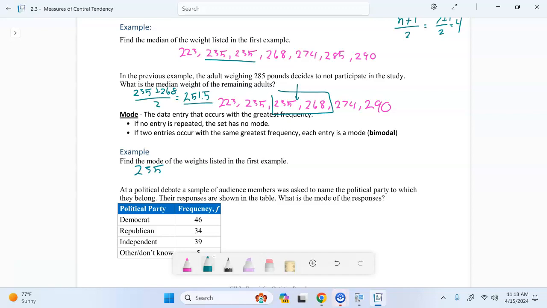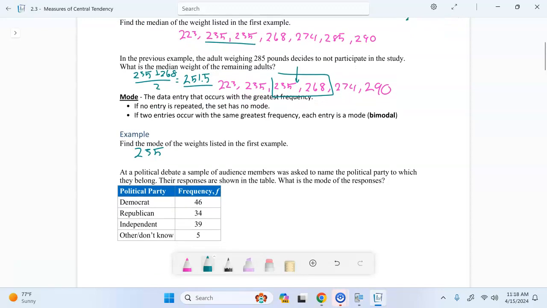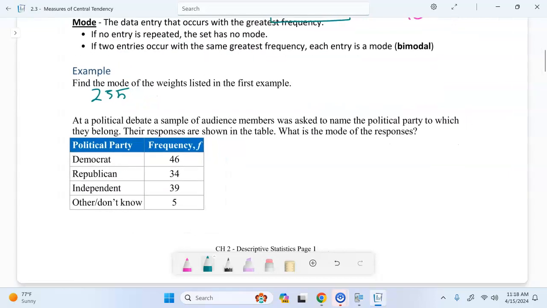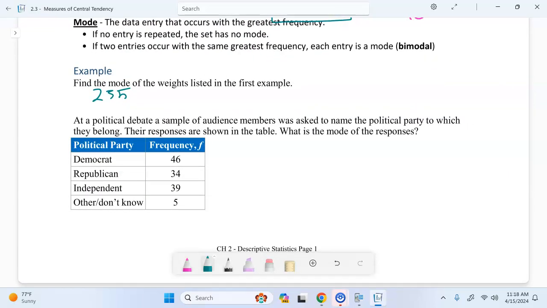When we're looking at qualitative data that we could represent in a frequency distribution, I see I have political parties: Democrat, Republican, Independent, and other. We can quickly identify the mode. Which category has the highest frequency? Democrat. So our mode is Democrat. Mode is often best used when we have qualitative data.